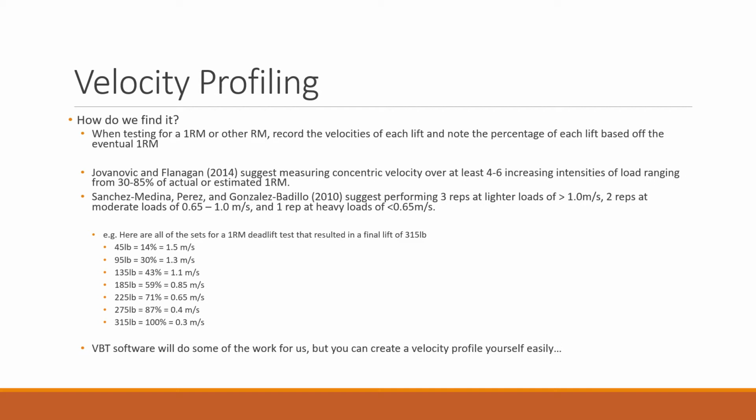When testing for a 1RM or other rep max, maybe a 3 rep max or a 5 rep max, you would record the velocities of each lift and note the percentage of each lift based off the eventual 1RM. Jovanovic and Flanagan suggested measuring concentric velocity over at least 4 to 6 increasing intensities of load, ranging from 30 to 85% of actual or estimated 1RM.